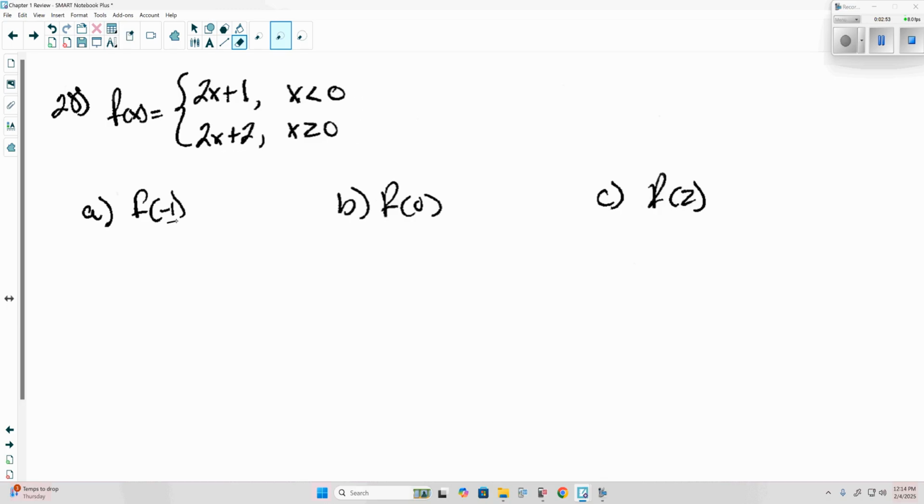So the first one we're looking at is f of -1. Now, is -1 less than 0 or greater than or equal to 0? Well, -1 is less than 0. So since it's less than 0 and made this statement true, we're going to be using our 2x plus 1. So we'll say 2 times -1 plus 1. And again, at this point, we can plug it into the calculator. But 2 times -1 is -2. And -2 plus 1 is -1.